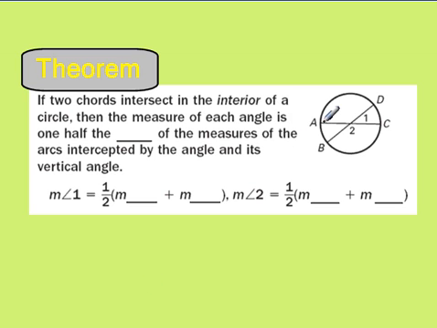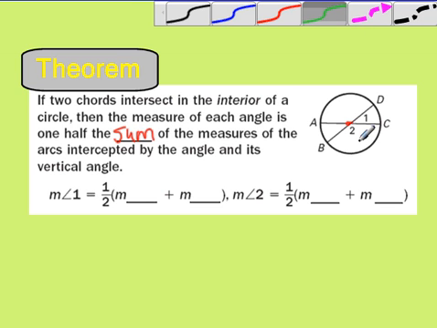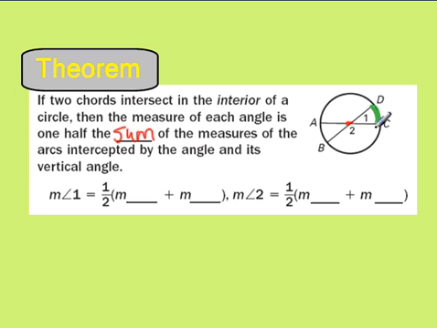We also have the situation where you might have two chords that are intersecting. And if two chords intersect in the interior of a circle, then the measure of each angle is 1/2 of the sum of the measures of the arcs intercepted by the angle and its vertical angle. So let's talk about this a little bit more. If I have this angle 1, its intercepted arc is DC, and its vertical angle's intercepted arc is AB. So if I was wanting to find out the measure of angle 1, I'd have to go ahead and add the measures of arc AB plus DC, and then divide those by 2, or take 1/2 the sum.